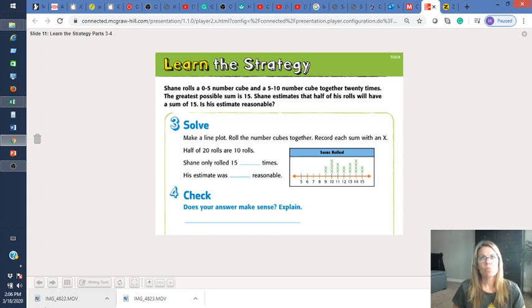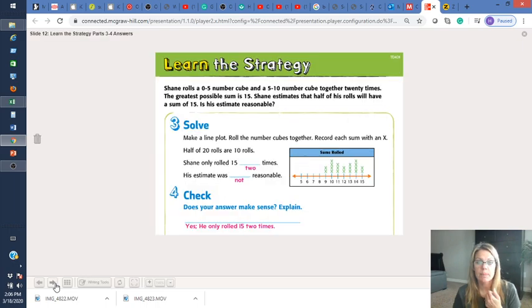So were half of his rolls 15? If he rolled 20 times, did 10 times he roll 15? No. How many times did he roll 15? Just twice, right? So when we answer these questions, that's what we need to look at.